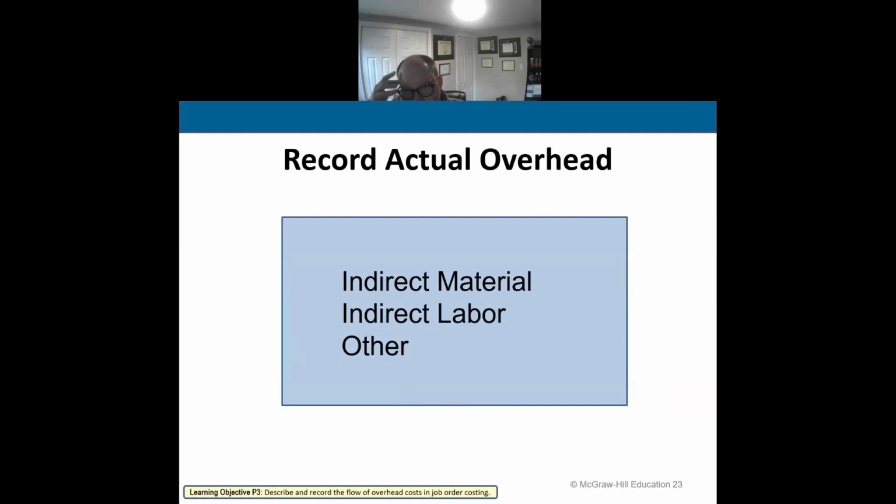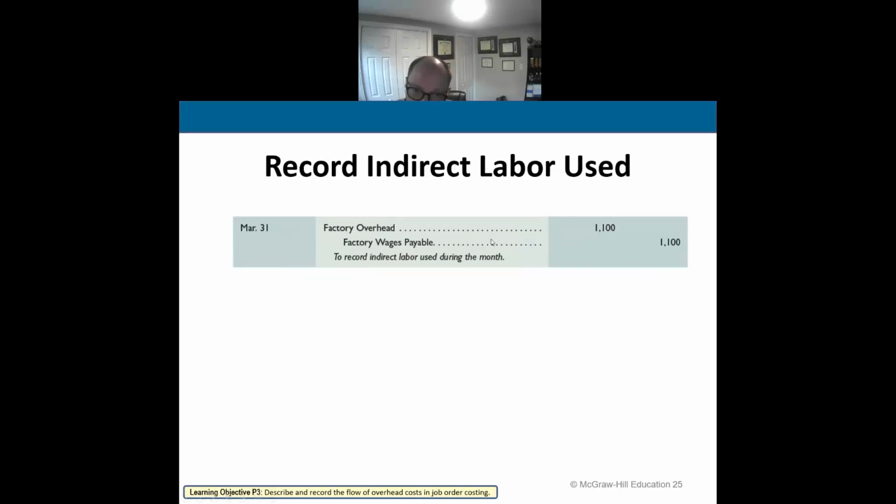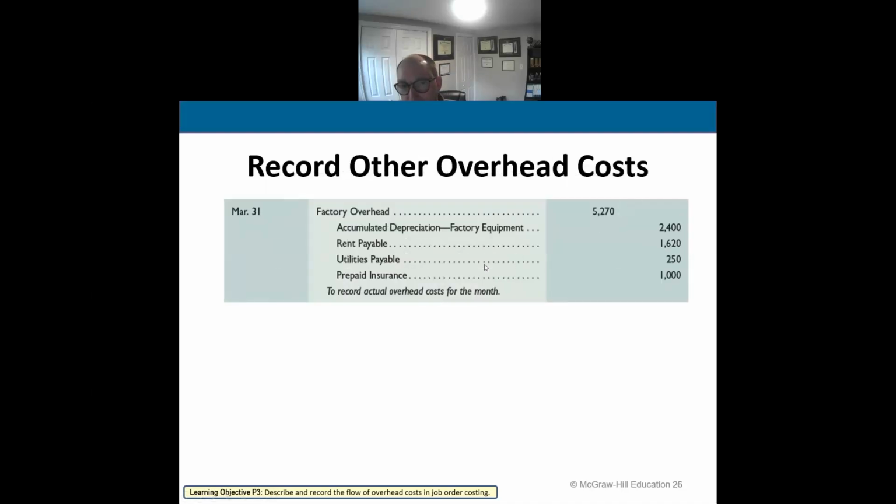That's one method. As you know, factory overhead includes things like indirect labor, indirect materials, and other various things. You can just take all of those actual amounts, add those together to get your actual factory overhead. So debit factory overhead and credit raw materials inventory for the indirect materials used during the month. And for the indirect labor for the month, we would debit factory overhead, credit factory wages payable. And to record other, we debit factory overhead and credit all of the other expenses being used.